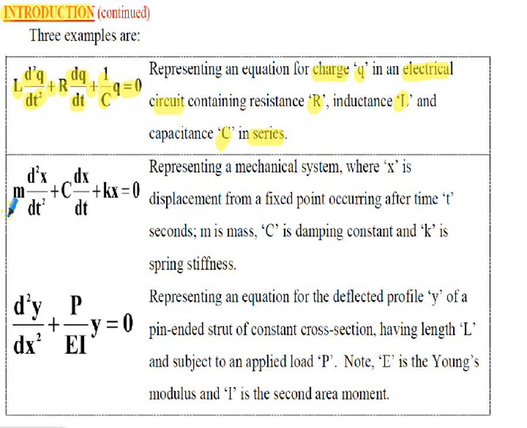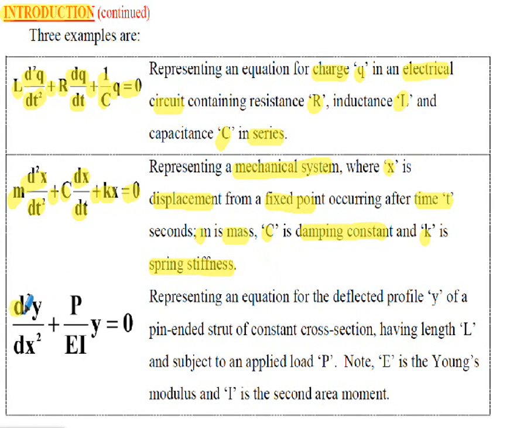Another second-order differential equation is of the form m multiplied by d2x upon dt squared plus c multiplied by dx upon dt plus kx equal to 0. This represents a mechanical system where x is the displacement from a fixed point occurring after time t, m is the mass, c is the damping coefficient, and k is the spring stiffness. That differential equation has been obtained by applying Newton's second law of motion.